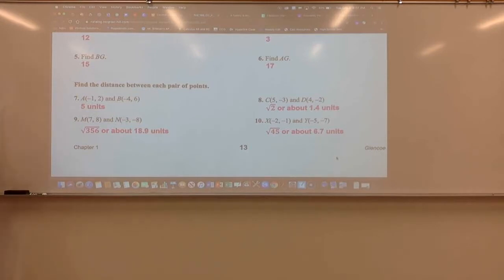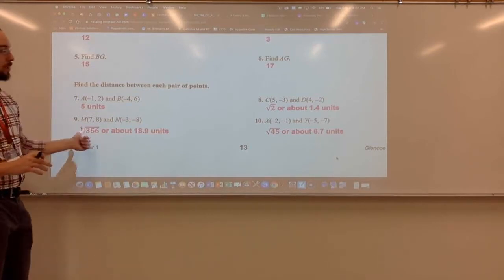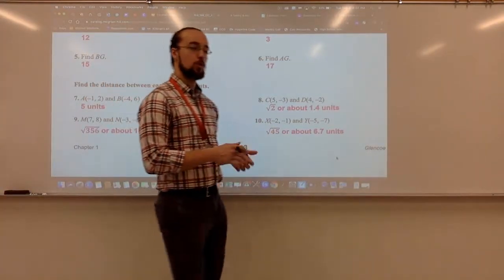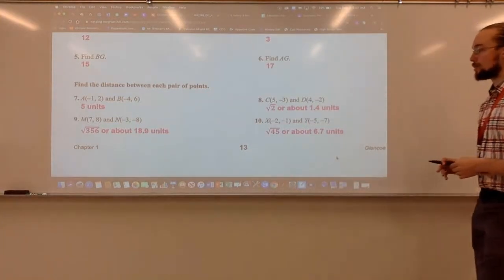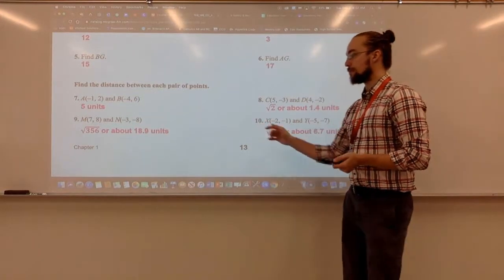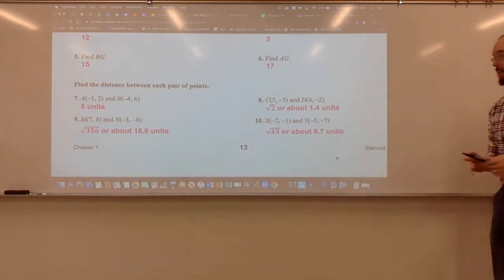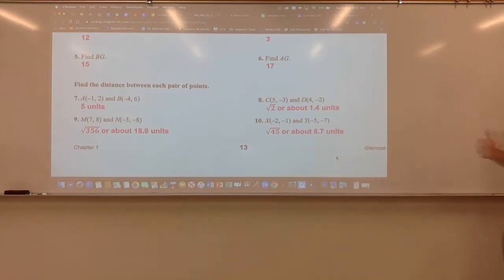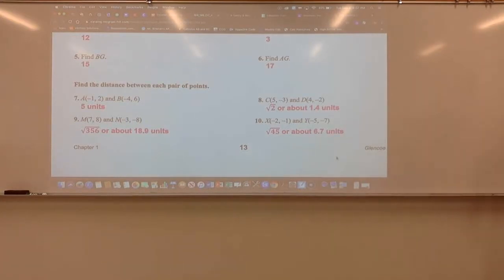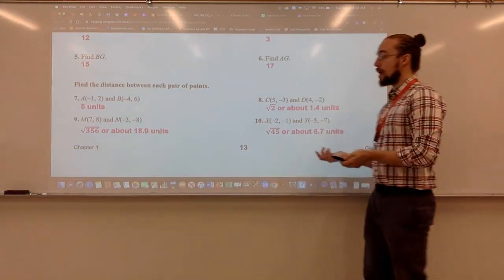Okay. So I believe 8 obviously does not simplify. If we get the square root of 2, there are no perfect squares that will divide evenly into 2. But I think both 9 and 10 will simplify. Square root of 356 and the square root of 45. Okay, so do we want to go through any of these entire problems, from the start, plugging numbers into the formula? You good on all those? All right, how about simplifying the radicals then?